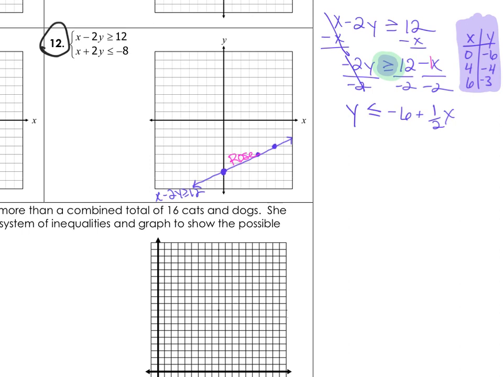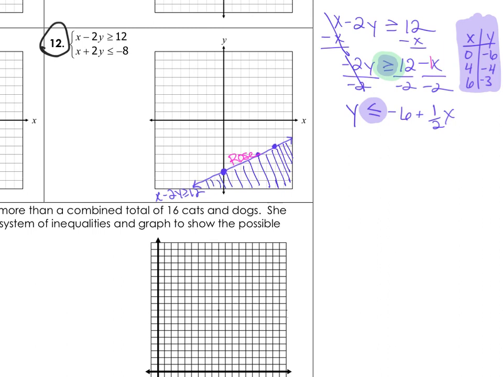And then I need to decide where to shade. Now, again, I'm going to look at the symbol, but I'm going to look at the last symbol that I used because it may change. And this is less than. Go back 2 pages in your notes if you need to, but less than is going to be below the line. Sort of makes sense. Less than, below.